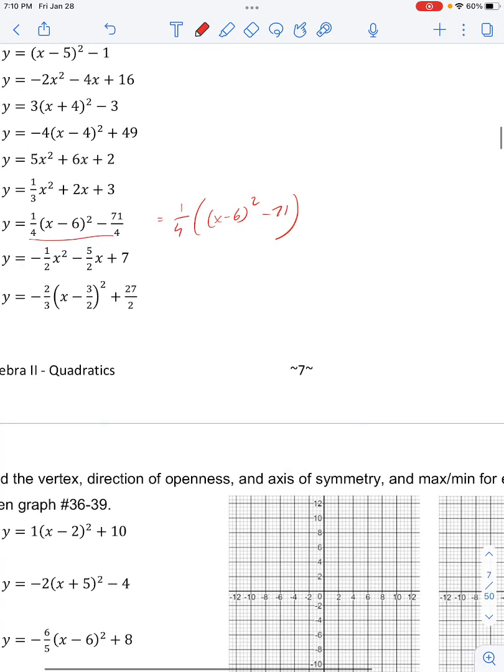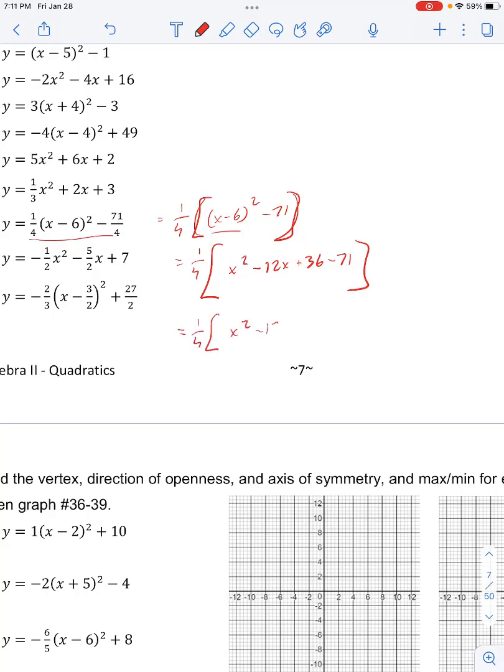Then I'm going to distribute, or multiply out, this (x minus 6) squared. So I'll have 1/4 times, I'll make these brackets to make it a little clearer, x squared minus 12x plus 36 minus 71. Then we have 1/4 times (x squared minus 12x minus 35). And so in order to factor this, we'd be looking for something that multiplies to negative 35 but adds to negative 12.